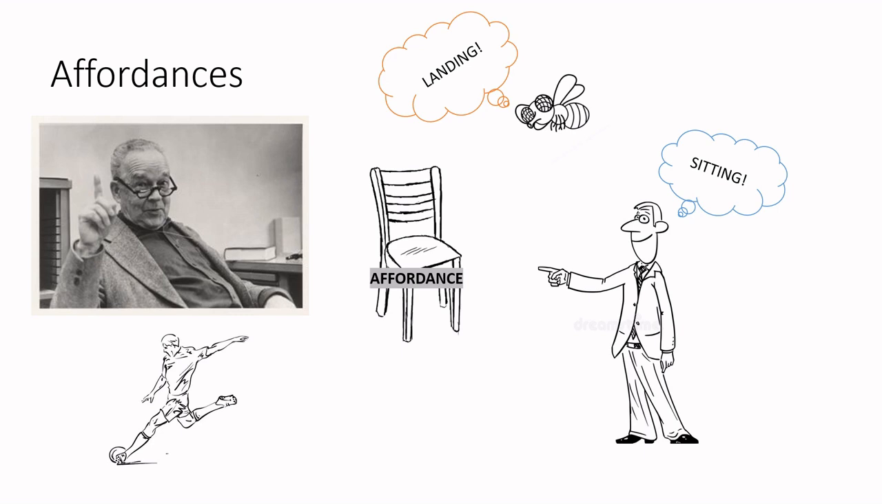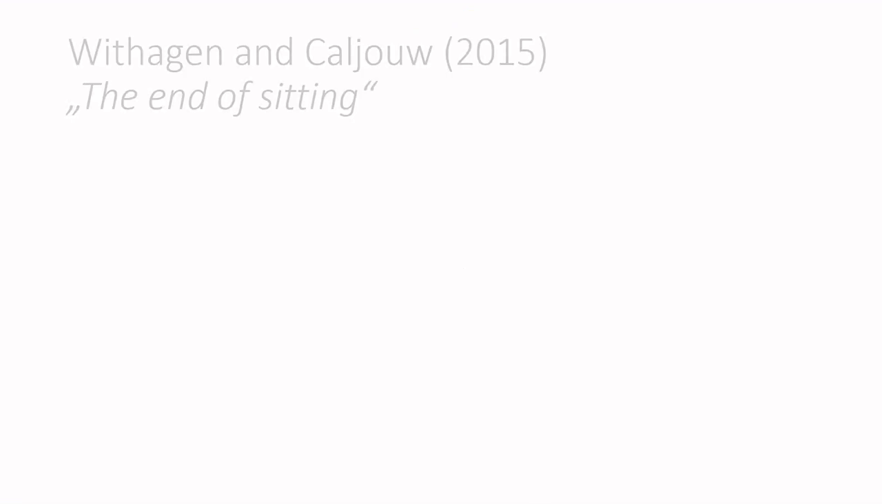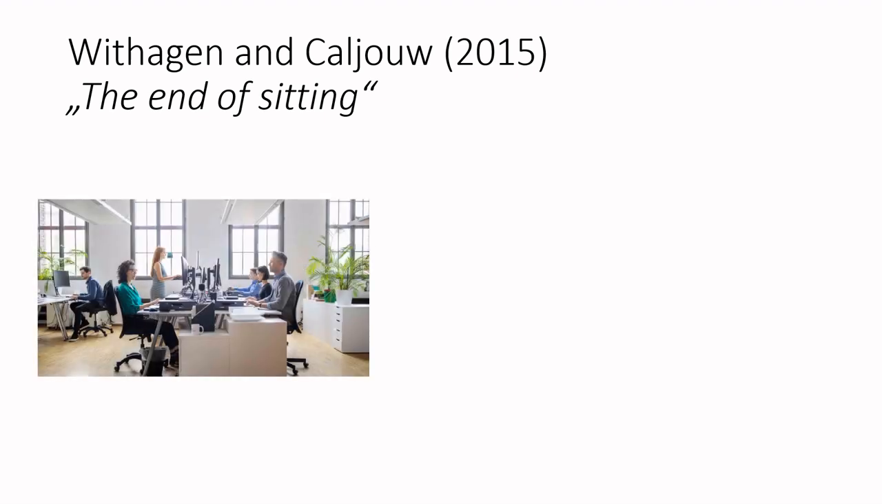One of the empirical pieces of evidence putting theory into practice was the experiment of Withagen and Kooyman, called the End of Sitting. This experiment was testing the newly designed working environment designed by the visual artist Barbara Visser. The two different working environments were compared in the experiment. One was the traditional office, where participants used regular chairs to work on their presentation.